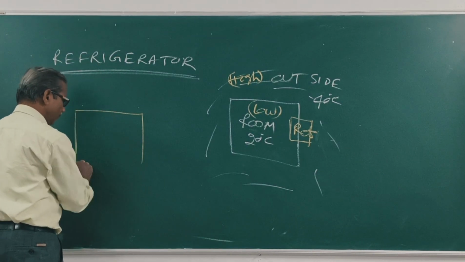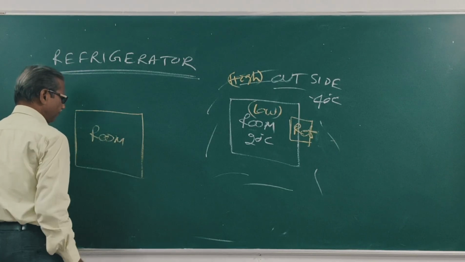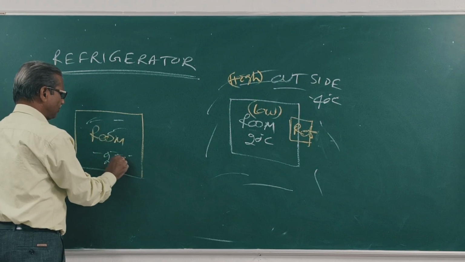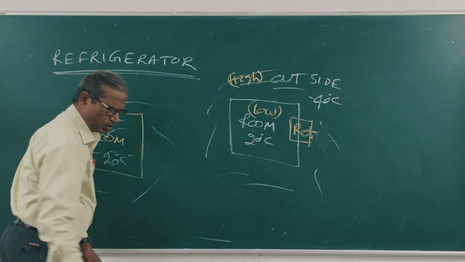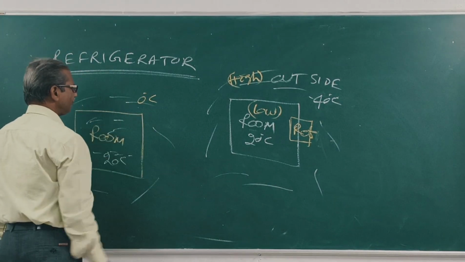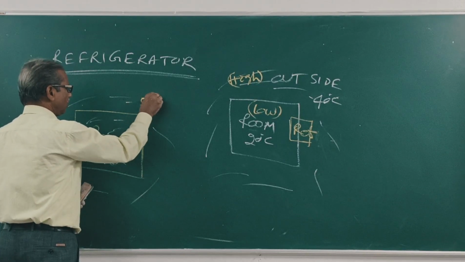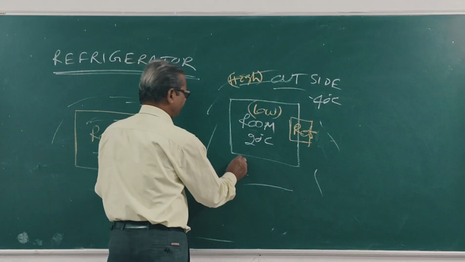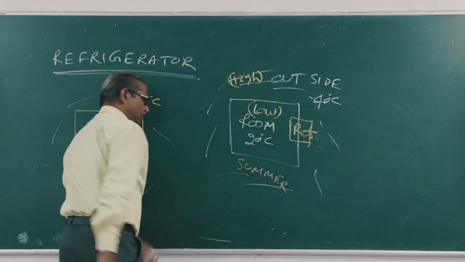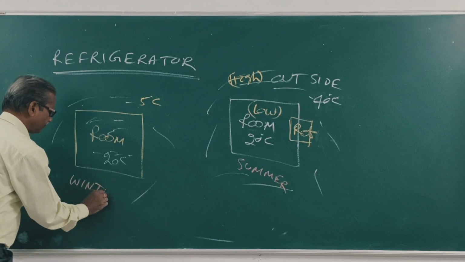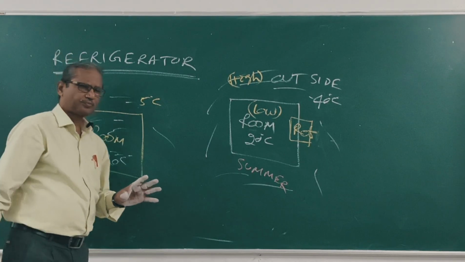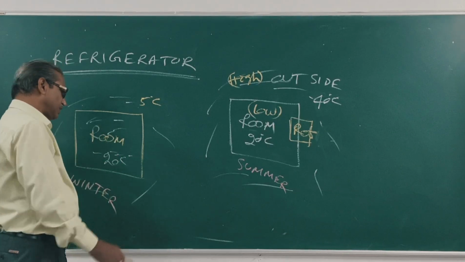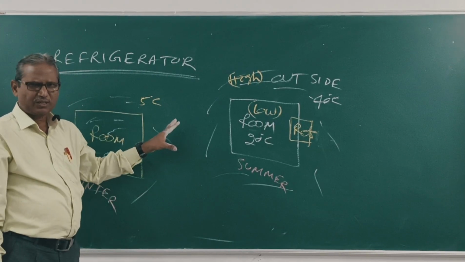Suppose this is a room. Clear? Suppose its temperature is 20 centigrade. And outside is suppose 0 centigrade or 5 centigrade. Clear? This is summer condition. This usually is summer. This usually winter. Clear? So this is room. The temperature is suppose 20 centigrade. The outside temperature is 5 centigrade.